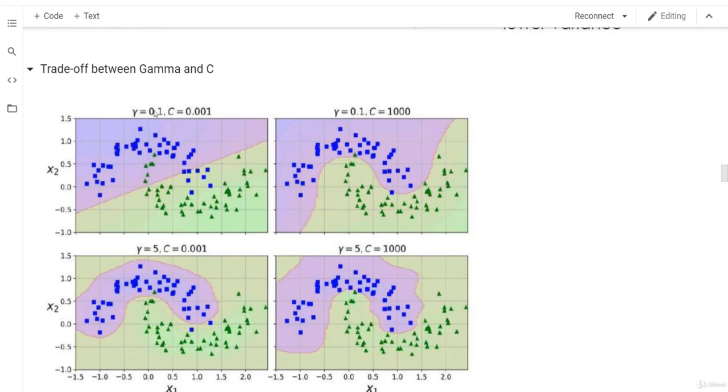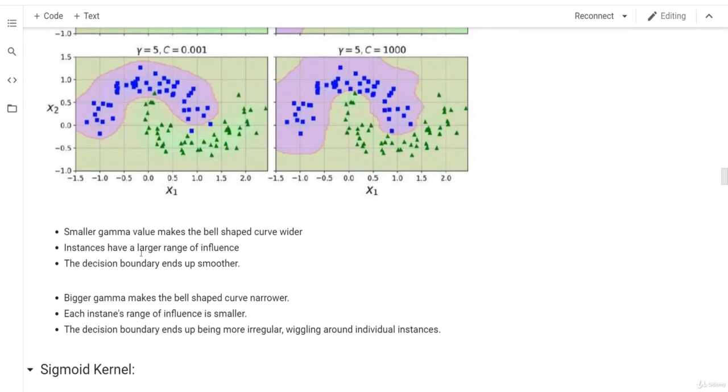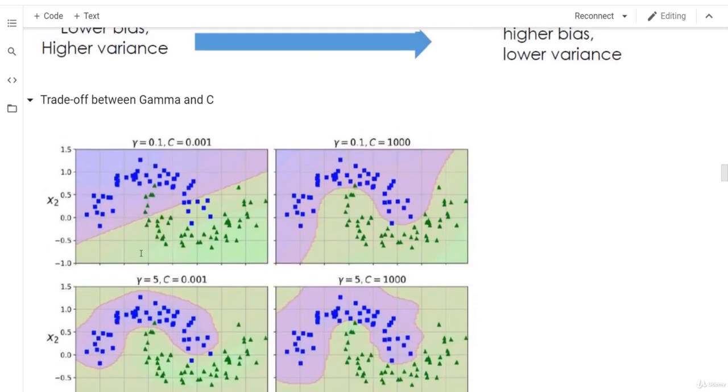So you cannot really change gamma without changing C. You need to change them together in order to find the best combination, because the effects of gamma and C are related to each other. So this is a summary of what I have just said.